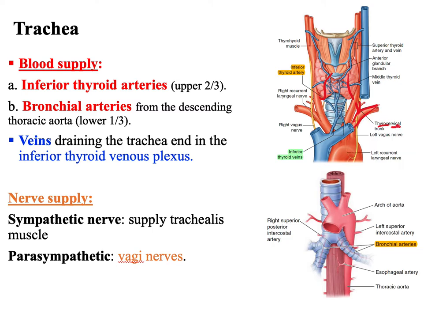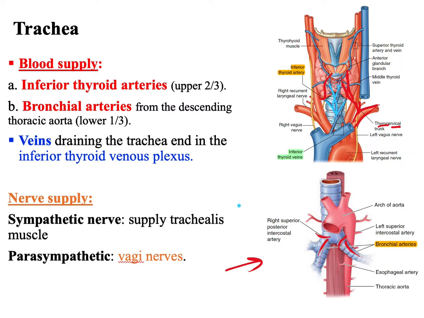Thyrocervical, from its name, is something related to the thyroid and neck. It gives the inferior thyroid artery that supplies the upper two-thirds of the trachea, while the lower third is supplied from the descending aorta, which gives a bronchial artery. So this is the artery. What about the vein? The blood drains into the inferior thyroid venous plexus, you see here.